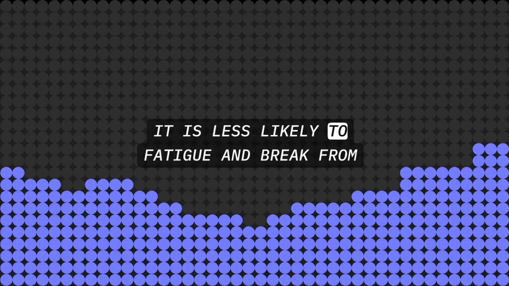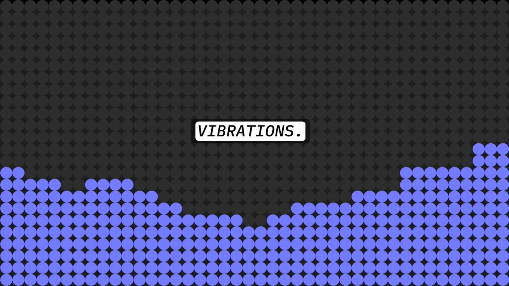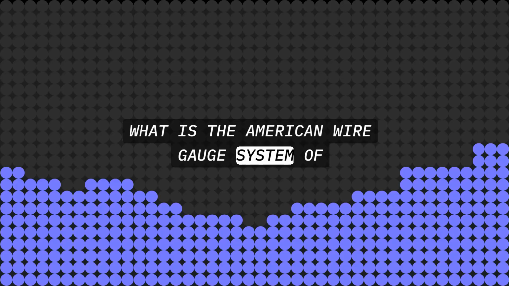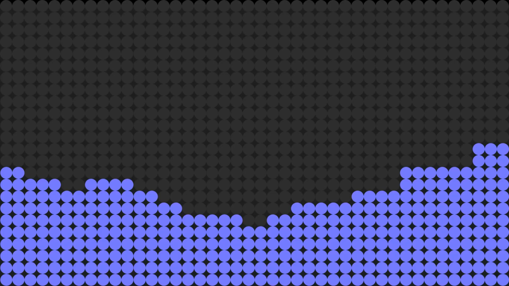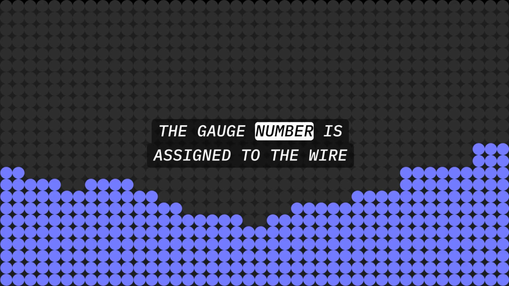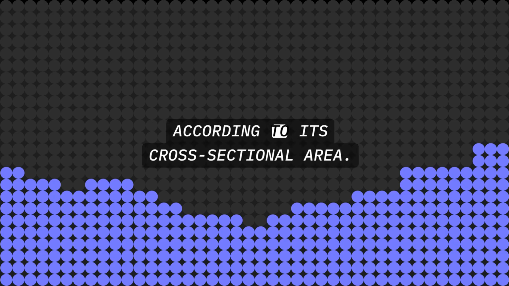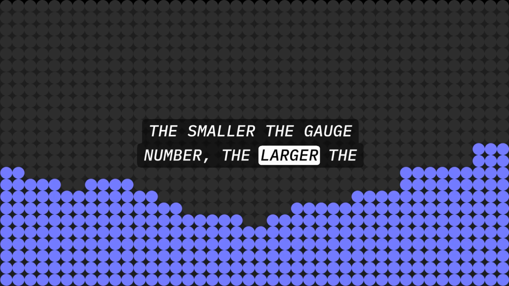Why should stranded wire be used in powerplant applications? It is less likely to fatigue and break from vibrations. What is the American wire gauge system of designating electrical wire size? A gauge number is assigned to the wire according to its cross-sectional area. The smaller the gauge number, the larger the wire.